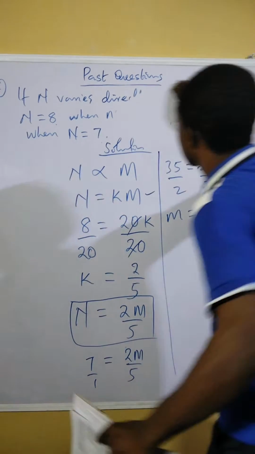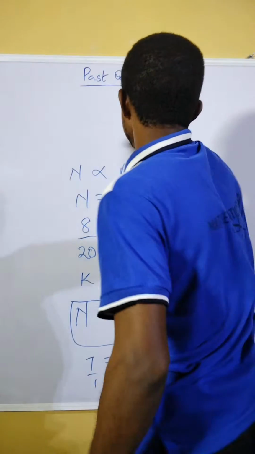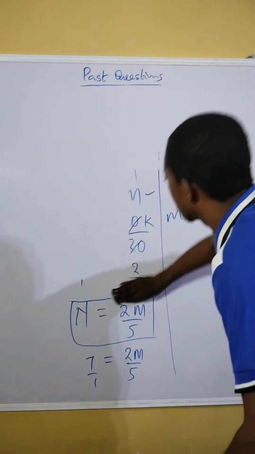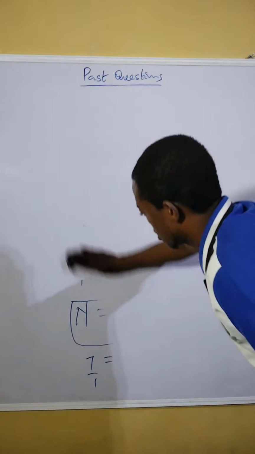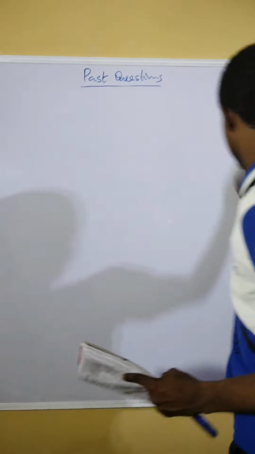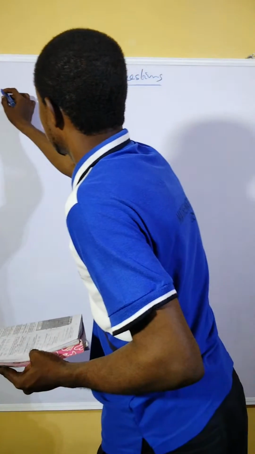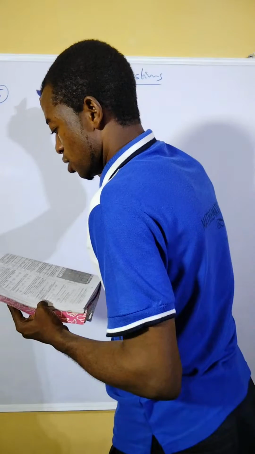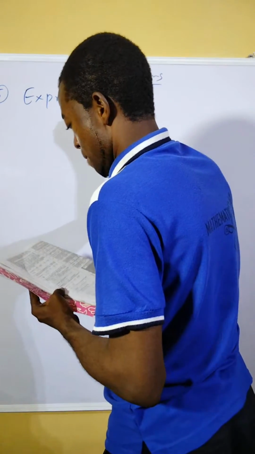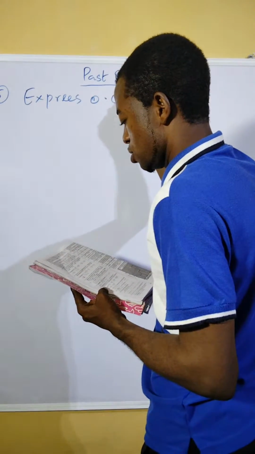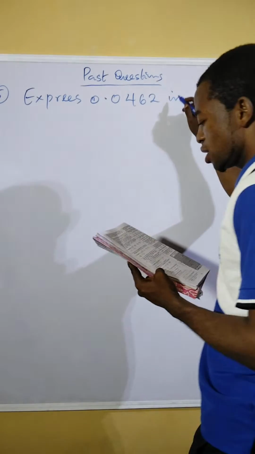Now let's look at the next question here, which is question 5. And in this question 5, we have: express 0.0462 in standard form.